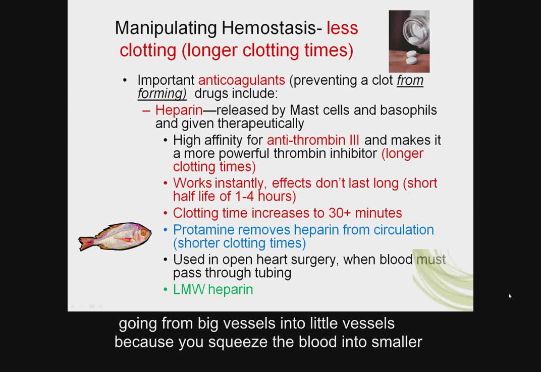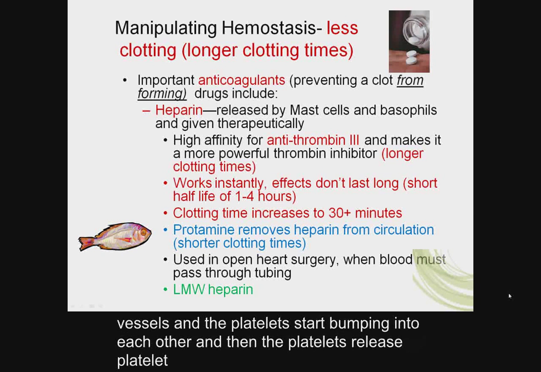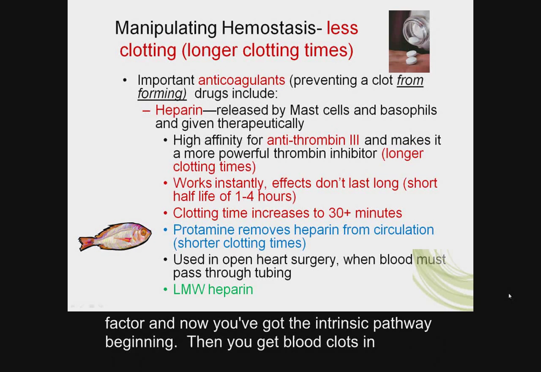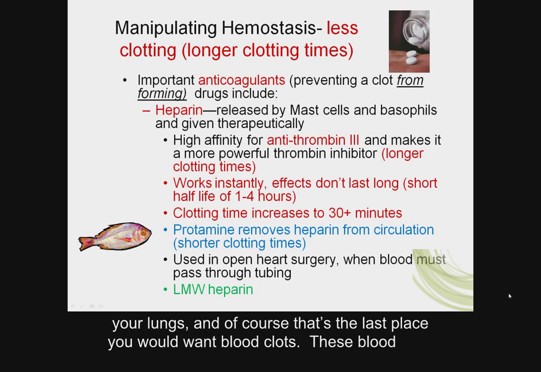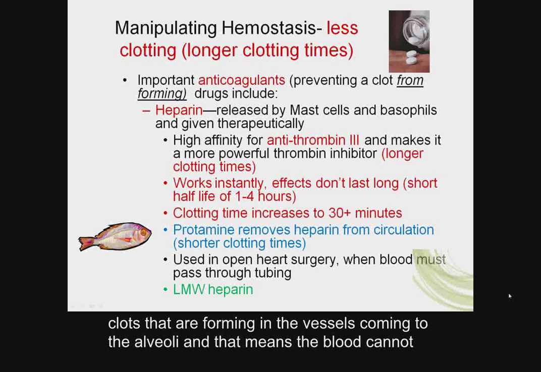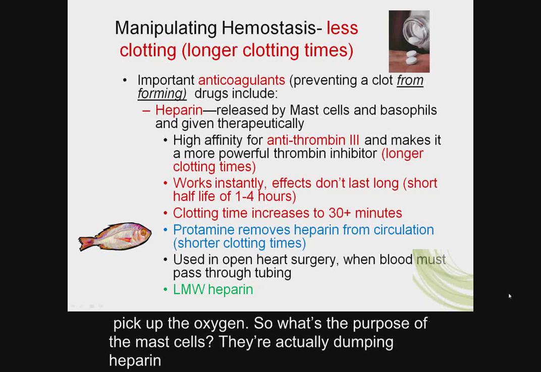So there's a risk when blood is going from big vessels into little vessels because you squeeze the blood into smaller vessels. And the platelets start bumping into each other, and then the platelets release platelet factor, and now you've got the intrinsic pathway beginning. Then you get blood clots in your lungs. And of course, that's the last place you would want blood clots. Those blood clots that are forming in the vessels, coming to the alveoli, and that means the blood cannot pick up the oxygen.